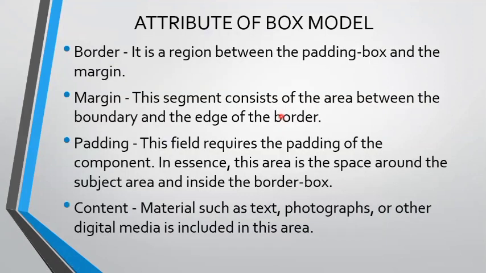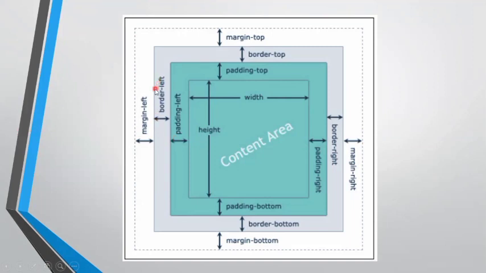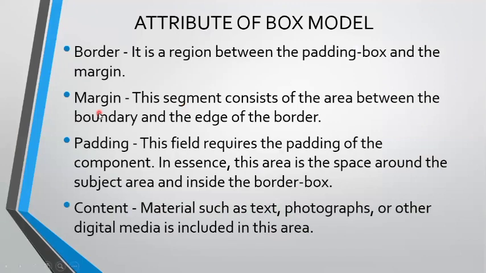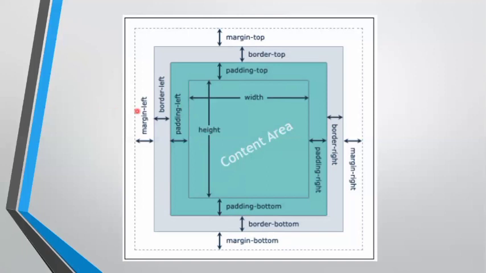So let's see what the border is. Border is the region between the padding and the margin, where a colored line is shown. And margin is just the area between the boundary and the edge of the border. So outside the edge of the border, you will have this margin.